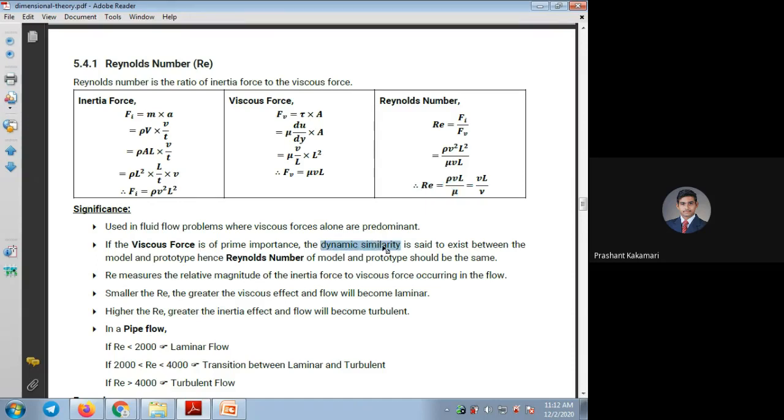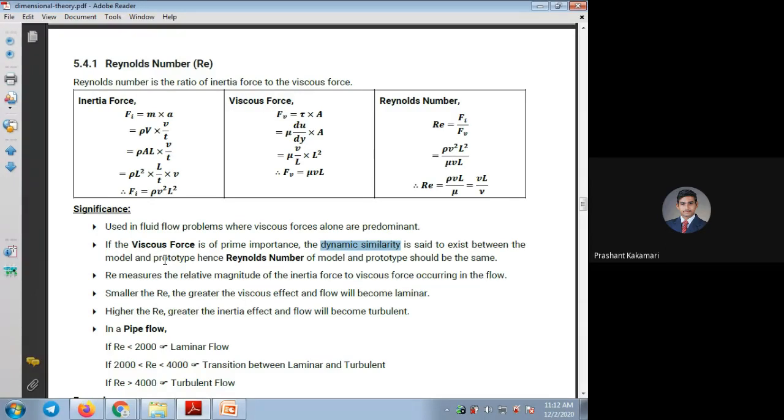So again, same thing we are going to repeat in the similitude also. Dynamic similarity is said to exist between the model and a prototype. So as of now, you just remember a model is a small body which will resemble the actual body. Say for example, one dam is constructed. Before constructing one actual dam, that's a prototype. Before making a prototype or an actual dam with actual conditions, many times we go by the models. Small models are built with small scales. Then some experiments are done on the model. Then we are going to go for the actual model, that is called a prototype.